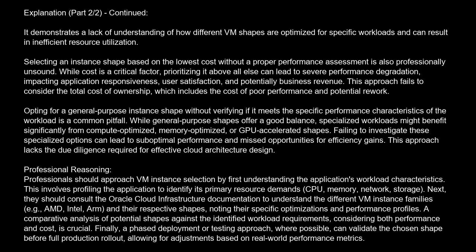Professional reasoning. Professionals should approach VM instance selection by first understanding the application's workload characteristics. This involves profiling the application to identify its primary resource demands: CPU, memory, network, storage. Next, they should consult the Oracle Cloud Infrastructure documentation to understand the different VM instance families, e.g., AMD, Intel, ARM, and their respective shapes, noting their specific optimizations and performance profiles.